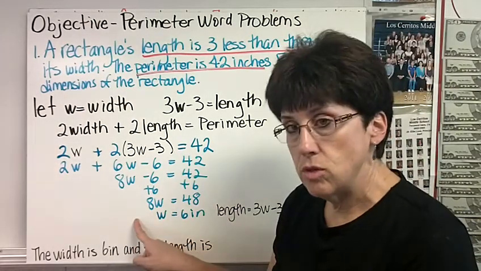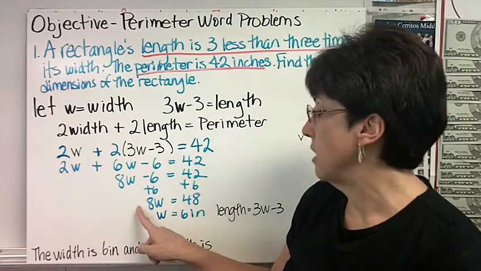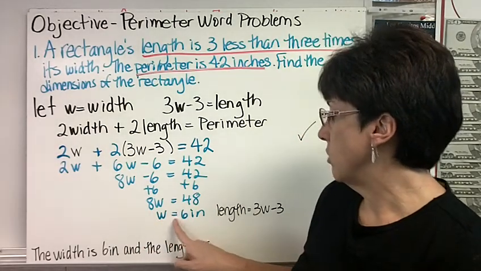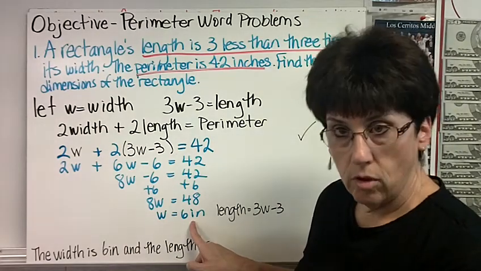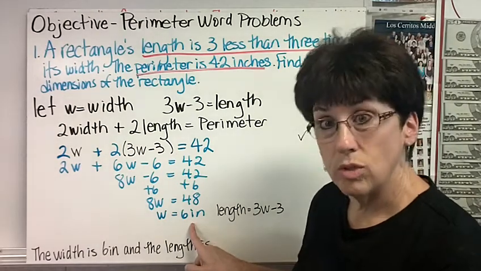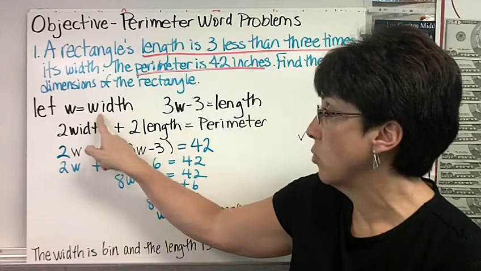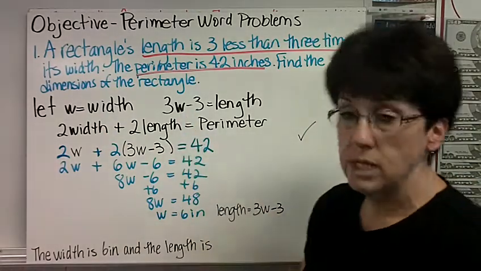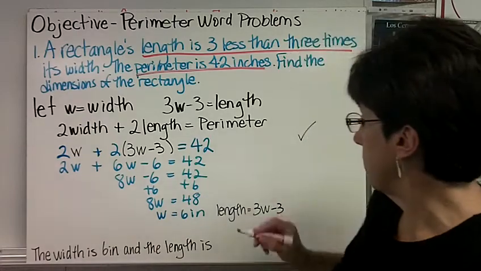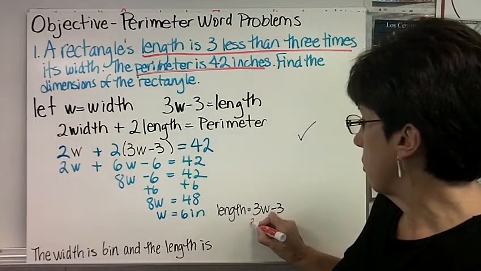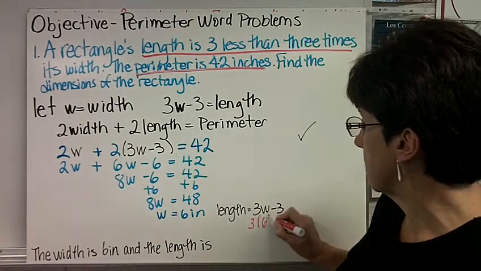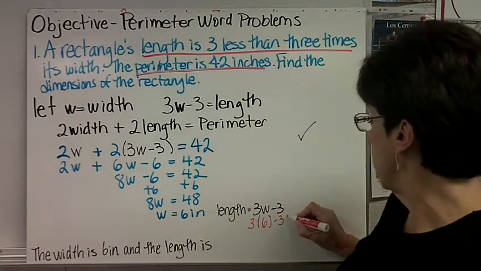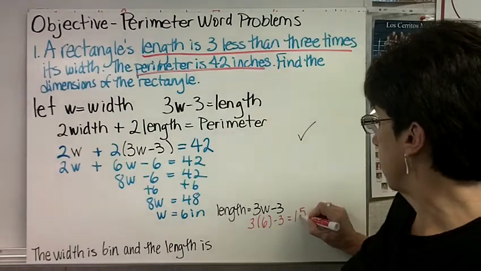Now this is the step that you can do in your head if you'd like. If you think 8 times what is 48? 6, then W equals 6 inches. Okay, we just found W. What's W? W is our width. Our length, we come back here, is 3 times W minus 3. So I'm going to say 3 times 6 minus 3, which is 18 minus 3, which is 15.